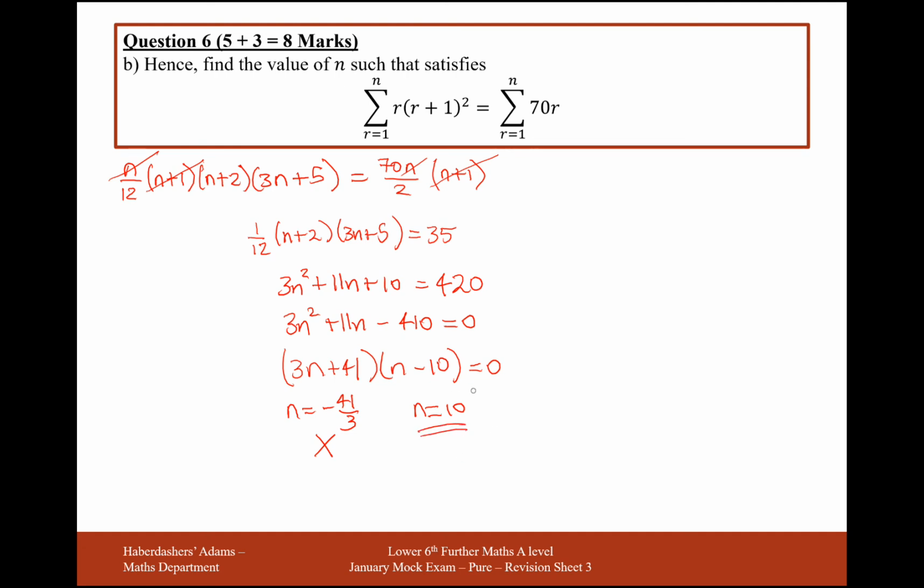So therefore n equals 10 is our final answer there. Okay, 8 marks for that question.